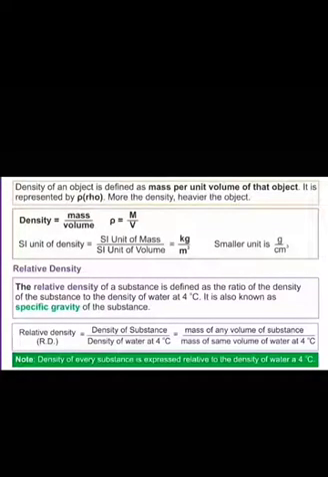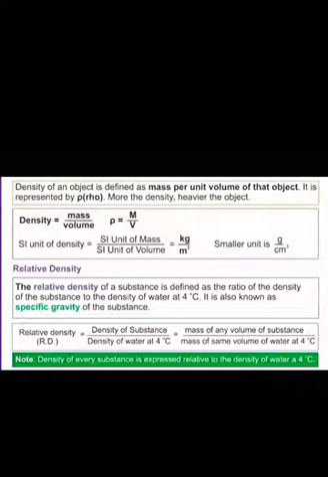Hi everyone. We'll start with the first chapter, that is measurements. In this chapter, what did we study? Majorly we studied two topics, that is density and relative density. What is density? Density of a substance is nothing but mass per unit volume.